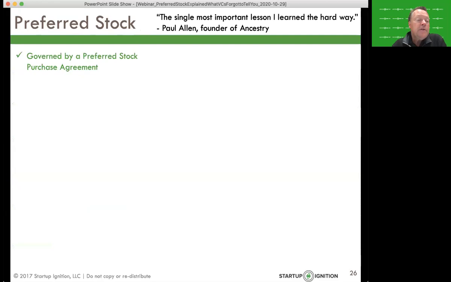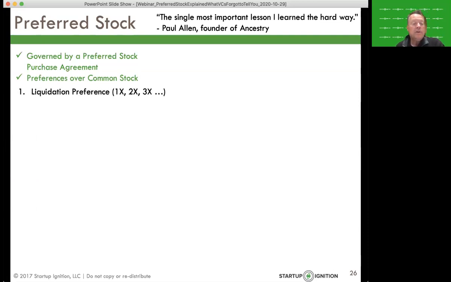First of all, preferred stock is governed by a preferred stock purchase agreement that the investor and the company being invested in will sign. It gets its name because the preferred stock has preferences over common stock. So preferred stockholders have preferences or preferred treatment over common stockholders. Now, what does this mean?